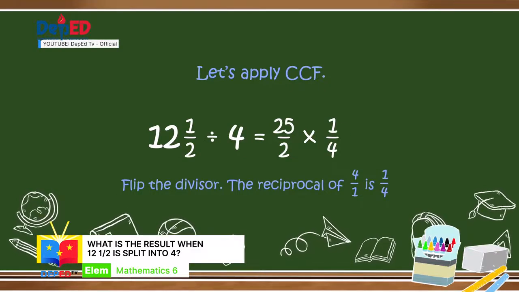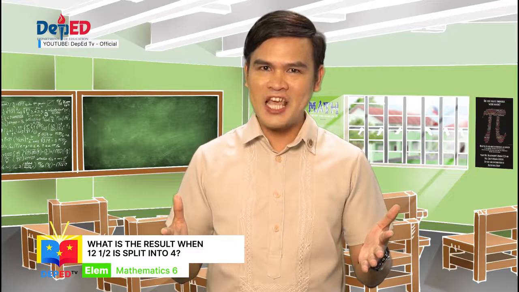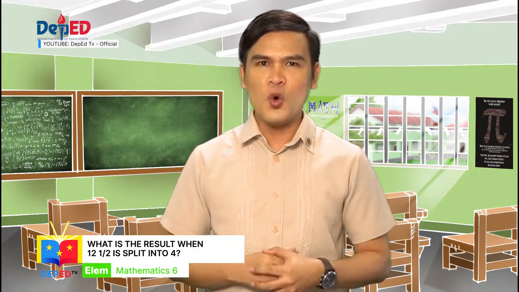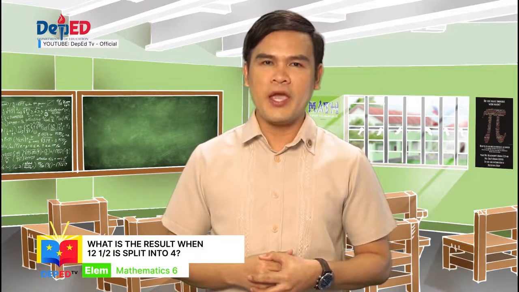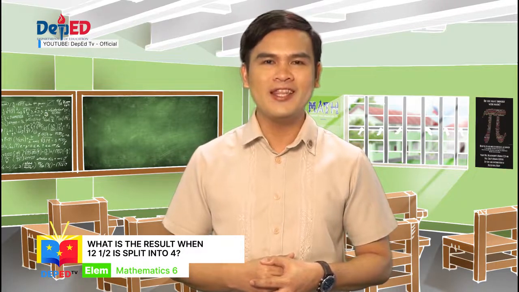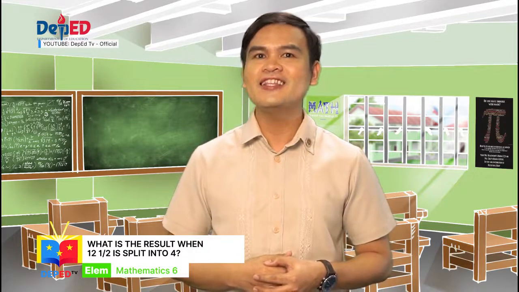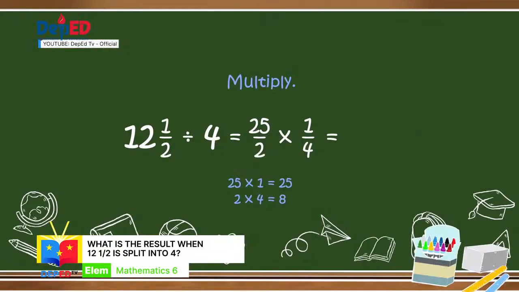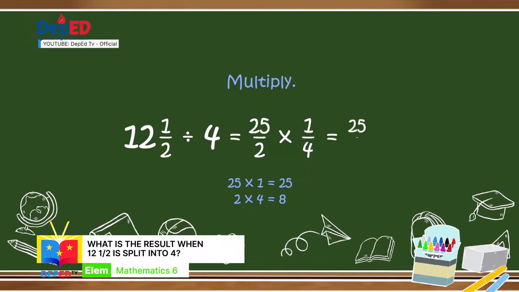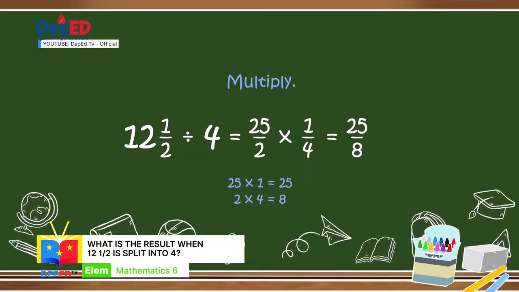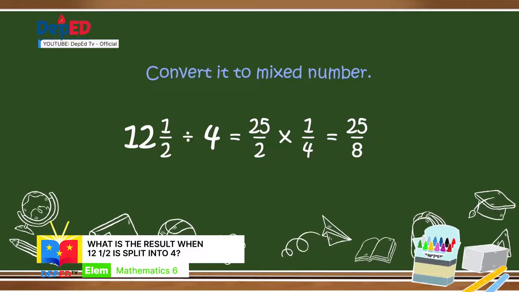Now, let's follow the steps in multiplying. 25/2 times 1/4. Can we use the cancellation method? No, because there is no possible pair of numerator and denominator with GCF. So, multiply the numerators and the denominators. 25 times 1 equals 25. 2 times 4 equals 8. We have 25/8. By simplifying the answer, convert it to mixed number.